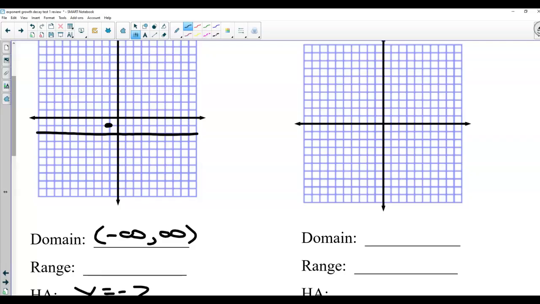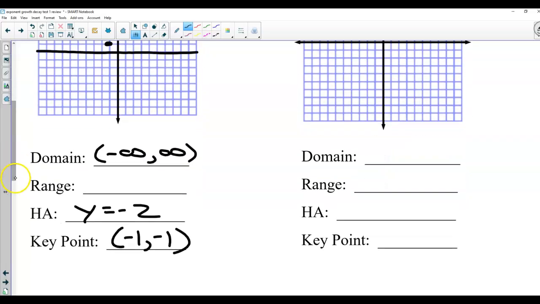That means my graph is going up. The key point is always on the graph. If the key point's above your horizontal asymptote, you're going up. Below your horizontal asymptote, you're going down. So my range is going to be from the horizontal asymptote to positive infinity.